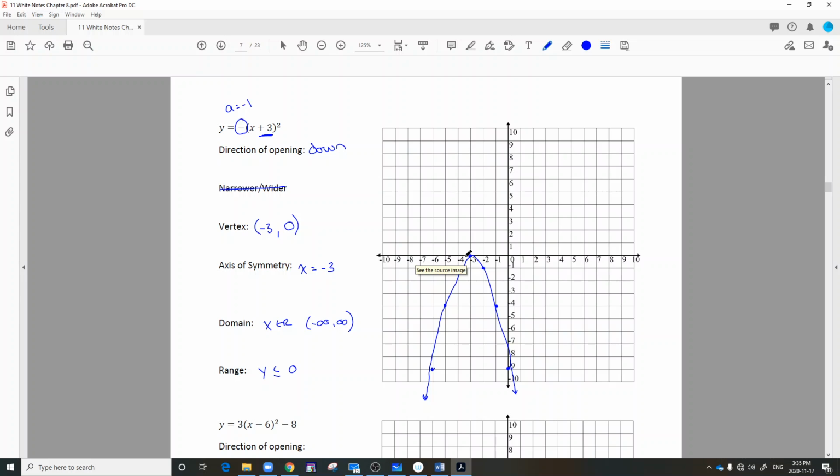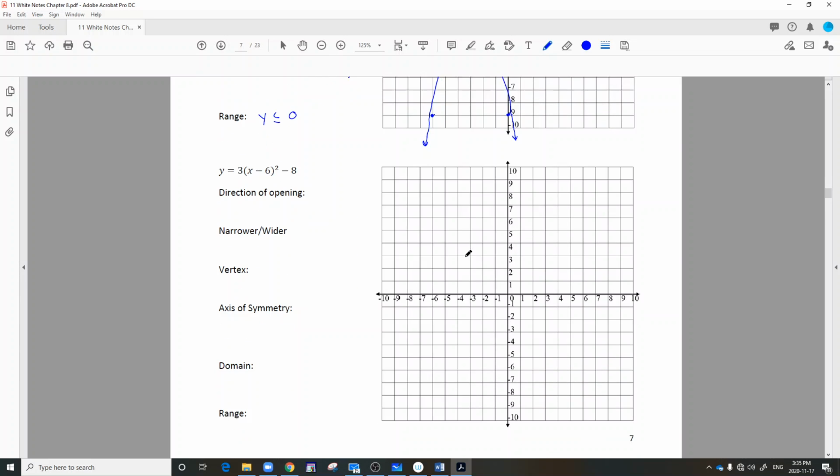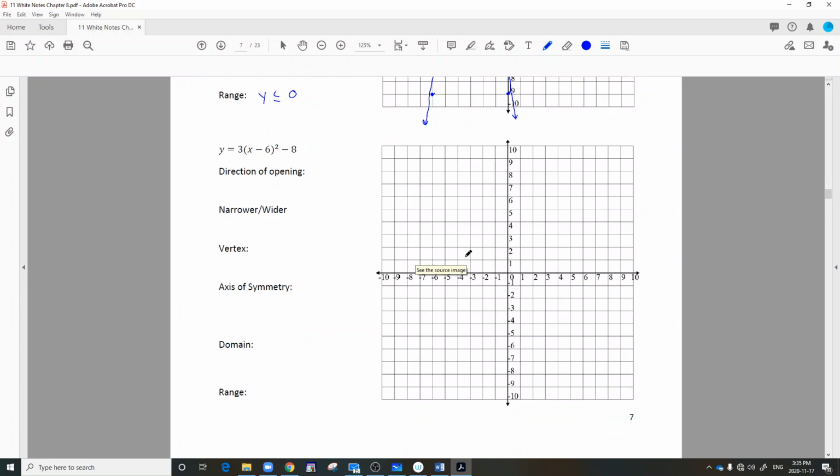Okay. If you feel like a challenge, you can do this one on your own. Otherwise, just hang on with the video and keep watching. So here we go. y equals 3 times (x minus 6) all squared minus 8.